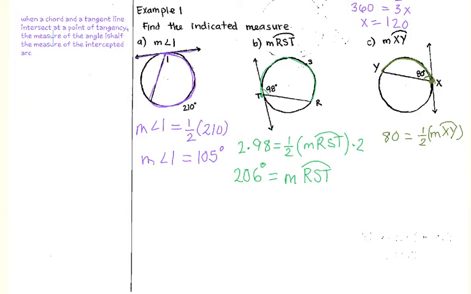Again, just like part B, we're going to solve it the same way. Multiply both sides by 2 to get the measure of arc XY. Measure of arc XY will equal 160 degrees.